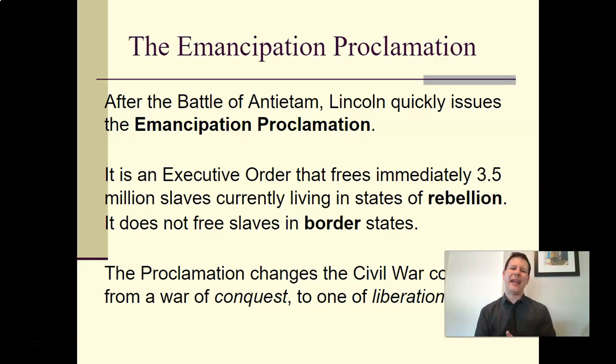After the Battle of Antietam, Lincoln decides, well, that's good enough. That's a victory. I'll take it, right? It wasn't decisive, but we stopped them from invading. That's a win in my book. And he issues what's called the Emancipation Proclamation, right? Very, very famous. Lincoln's kind of executive order to free the slaves.